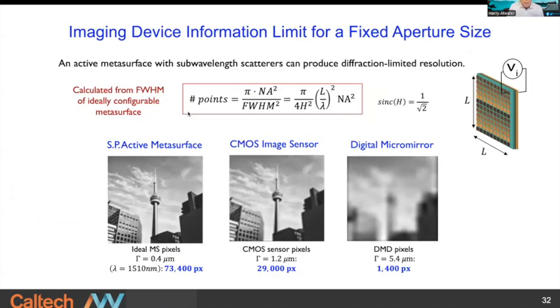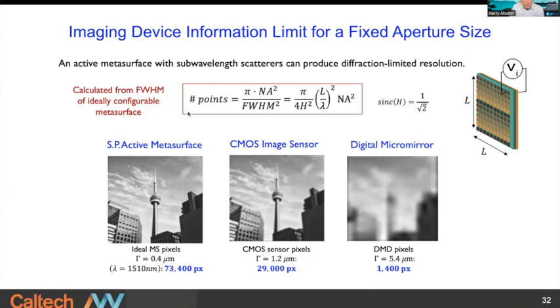So we can now compare a single pixel active metasurface using the reconfigurable metasurface that I described earlier, and find out by simple calculation what the information limit would be for that metasurface compared with a CMOS image sensor, or for example, Texas Instruments style digital micromirror device, as I depicted in the first slide about single pixel imaging.